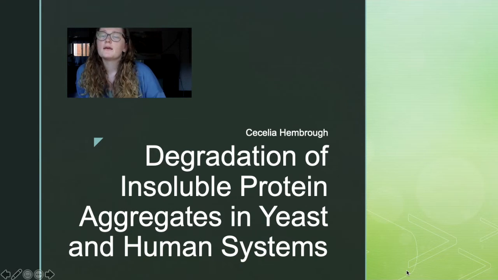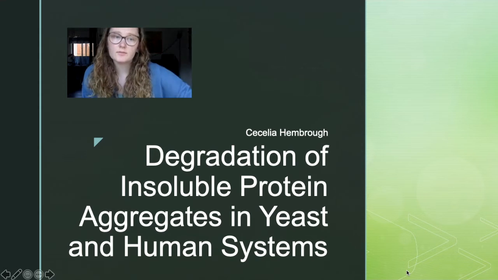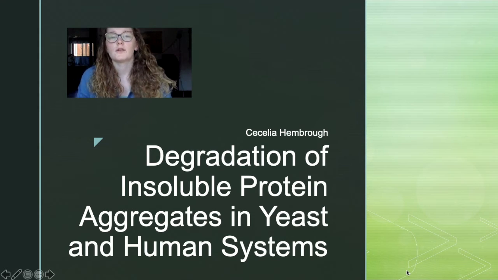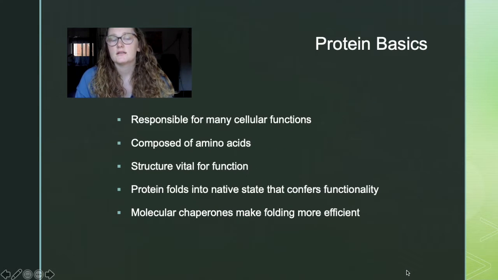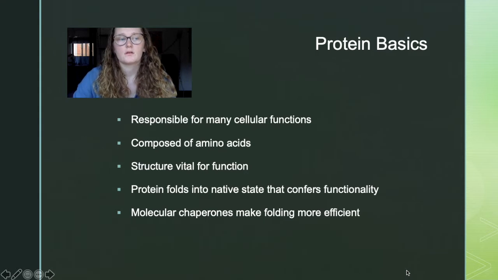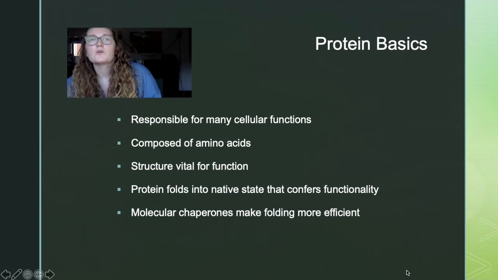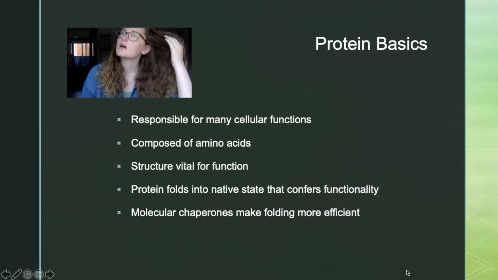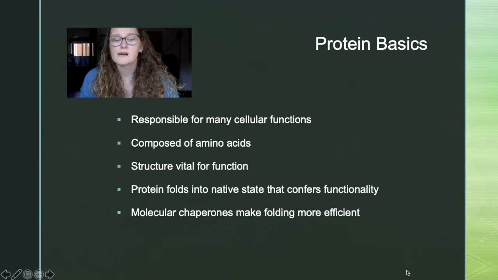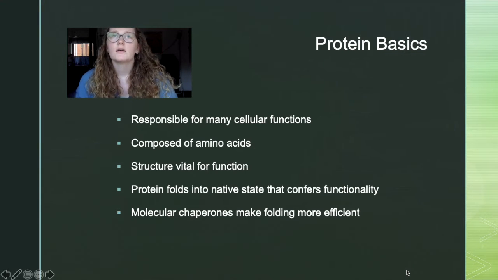I'm Cecilia Humber, and the title of my project for this is Degradation of Insoluble Protein Aggregates in Yeast and Human Systems. So, for those of you that are not science people, you probably have no idea what I'm talking about. So I'm going to give a little bit of background of just the basics of proteins, which will help you understand the significance and the problem of my project a lot better.